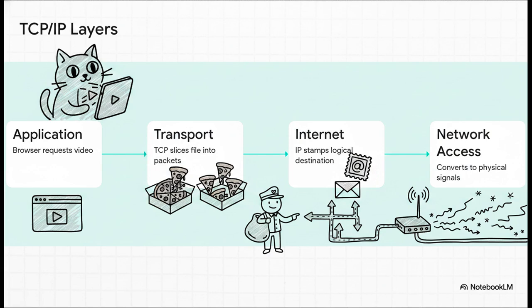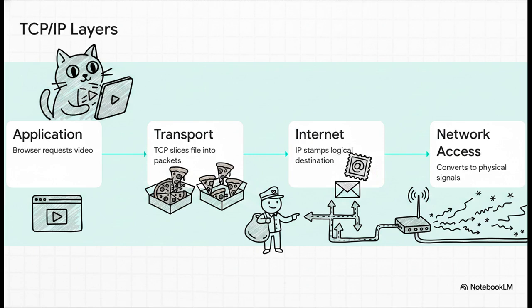At the top, the application layer. Your web browser requests the video. Boom. Next, it drops down to the transport layer. This is where protocols like TCP step in and slice that big video file up into smaller, manageable packets. You know, kind of like slicing up a pizza so it actually fits inside the delivery box.